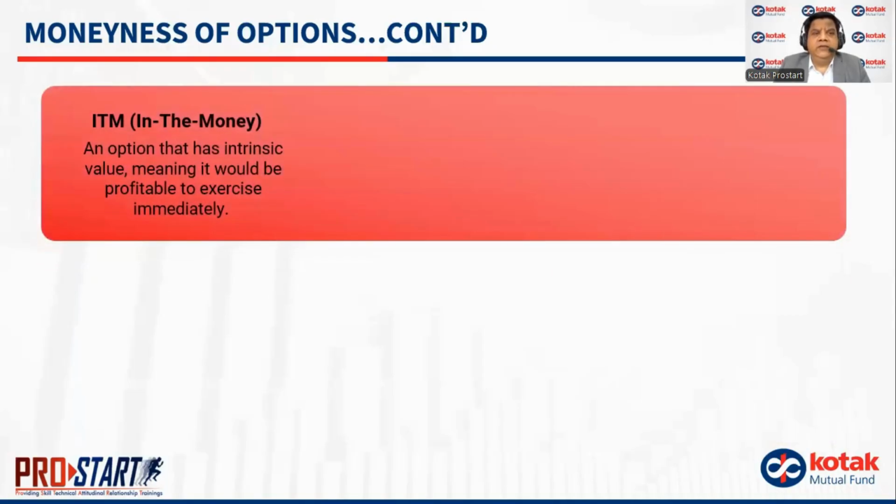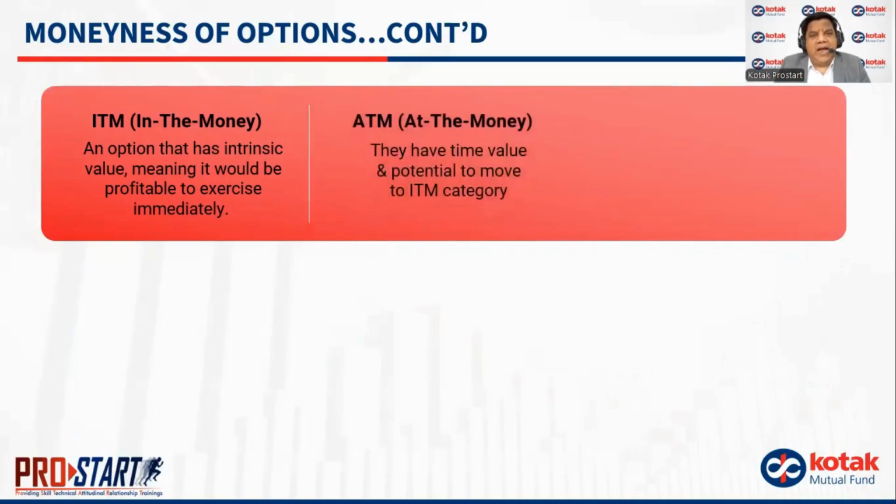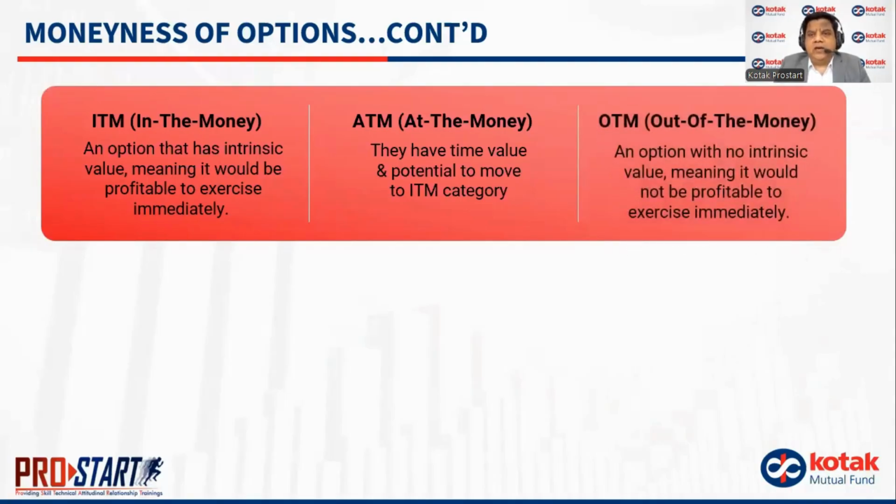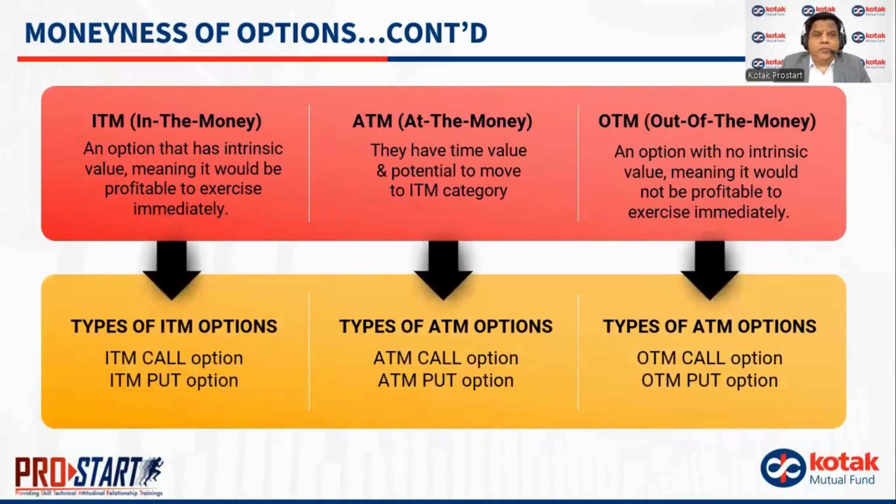So when we talk about an in the money option, an option has intrinsic value, meaning it would be profitable to exercise it immediately. At the money options have time value and the potential to move into the ITM category, hence they are also valuable. OTM options are out of the money, an option with no intrinsic value, meaning it would not be profitable if exercised immediately. All three, ITM, ATM, and OTM, would have a call option or a put option within them. So technically, you have six options available: ITM call, ITM put, ATM call, ATM put, OTM call, OTM put.